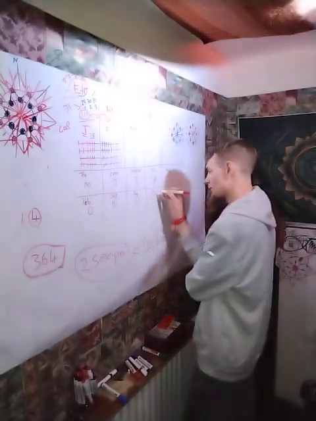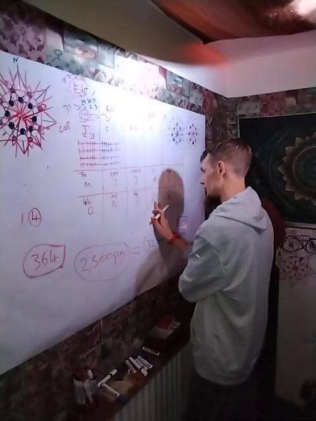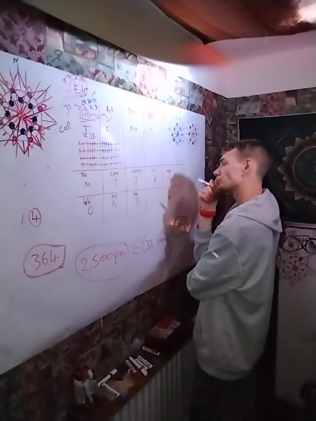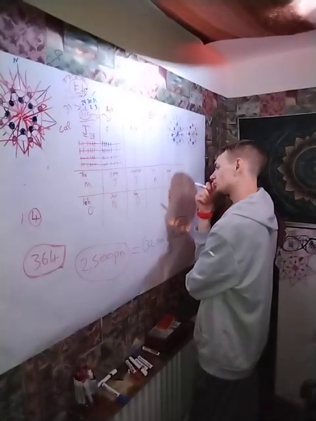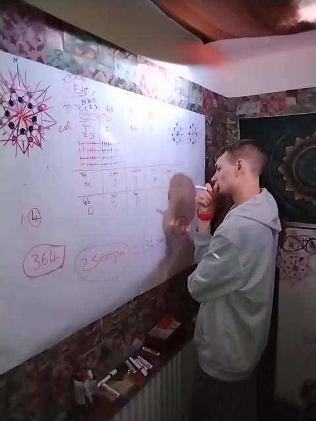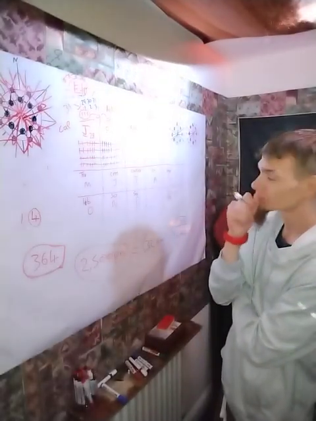So what is December? December is between Sagittarius and Capricorn. Sagittarius is November to December, and Capricorn is December to January. This doesn't fit. Yeah, I know that.